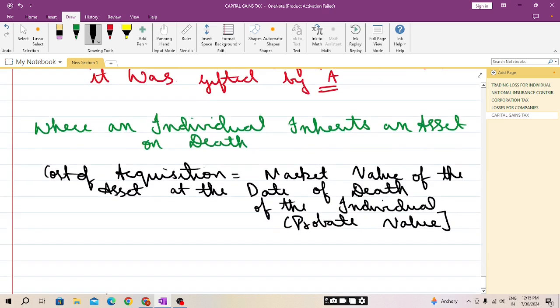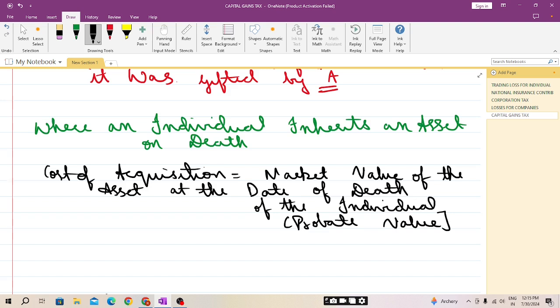If a person inherits an asset, it means he will receive this asset from his father or ancestors. He will receive the asset. He will not pay anything. So the cost of acquisition will be the market value of the asset at the date of death. I hope this is clear, student.